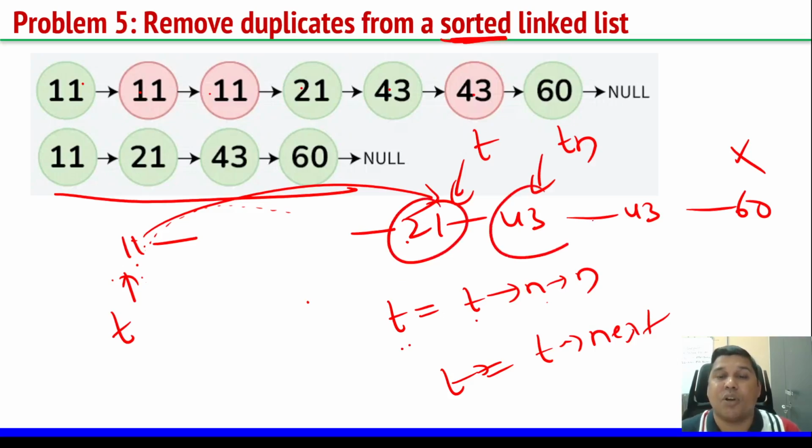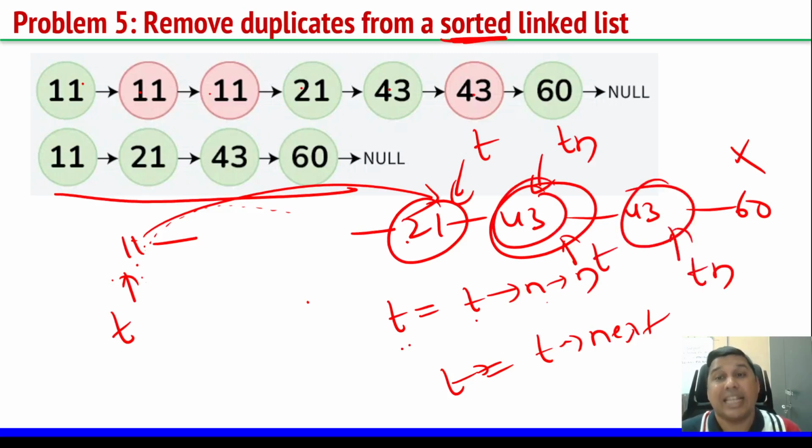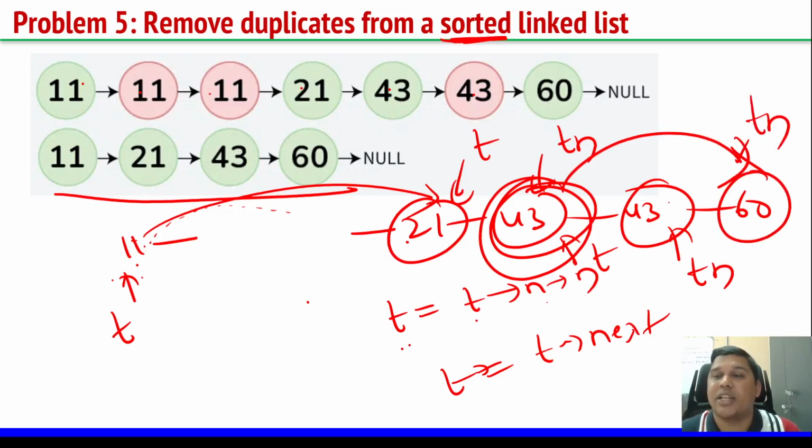Again check, if this is equal to this, no. Then make this my temp, this my temp next. Again check, are both equal? Yes, they are equal. When they are equal, let this be my temp, let this be my temp next. So this connection I am forming. That way you are deleting the duplicate elements from the list.